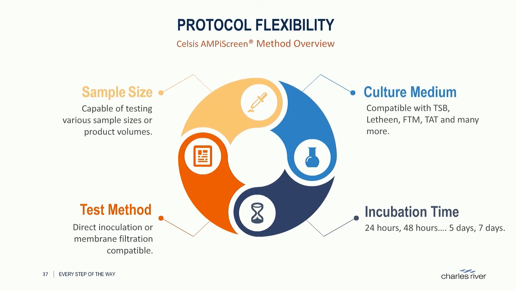The culture media that are capable of working with Celsis are very variable as well. So with sterility, we're thinking about usually the traditional media types of FTM and TSB, but if we're thinking of testing more like a microbial limits or bioburden test, other media types could be used, like Letheen, TAT, lots of other options that are out there.